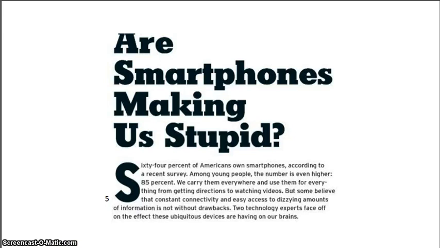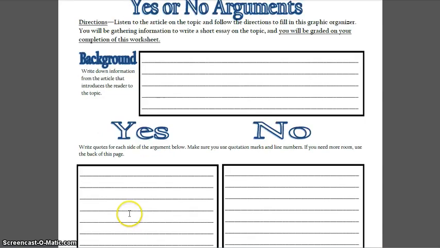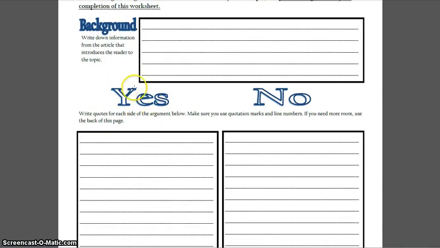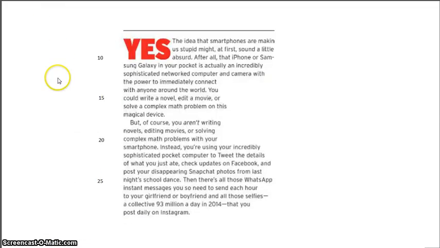Once you've written down one piece of information about smartphones in this section, you're going to move on to the yes side. This side of the argument argues that smartphones do make us stupid. I'm going to read two paragraphs on this subject, and you're going to write down quotes that support this side of the subject. Make sure you use quotation marks and write down line numbers. Okay, let's go back to the article and the next page, which looks like this.